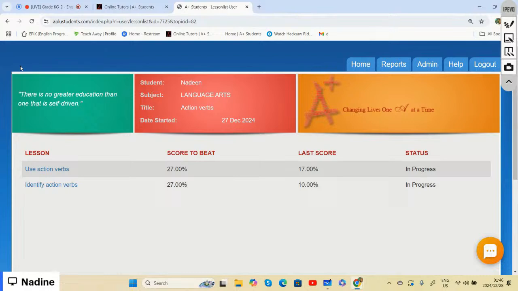All right, we said action verbs tell us what the noun is doing. It tells us the action that the noun is doing, right? It is a doing word. So well done. This is now the end of our lesson on action verbs.